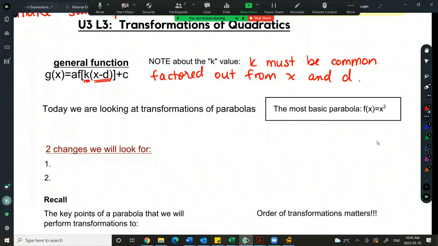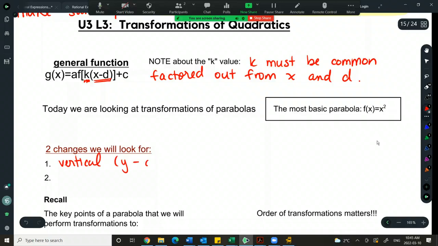So today we're going to look at transformations of the x squared function. You guys did this in your intro packages as well. You graphed the x squared function. We're going to look for vertical changes, which are changes to the y coordinates. And then we're going to look for the horizontal changes, which are the changes to the x coordinates.